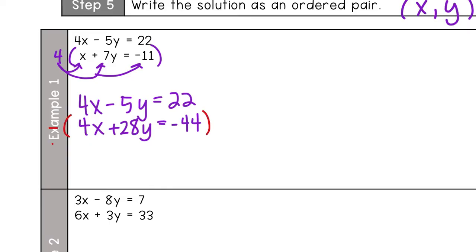So now, just like on Tuesday, we are going to subtract to eliminate. So let's subtract that second equation. 4 minus 4 is 0, so I'm not even going to write it out. Then here I have negative 5 minus 28. So what is negative 5 minus 28? That gives me negative 33 y equals. And then the last part, 22 minus negative 44. So again, be careful with the minus negative. Minus negative is going to make this turn into a plus sign. So what is 22 plus 44?